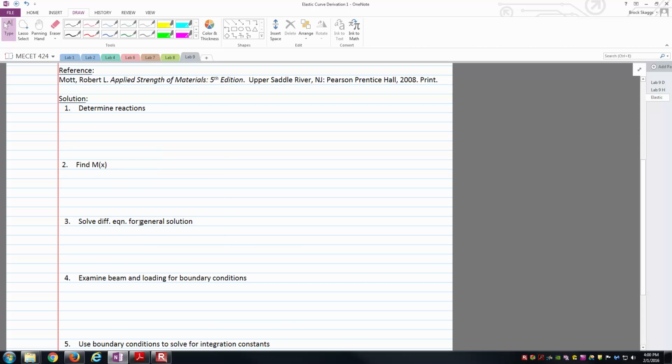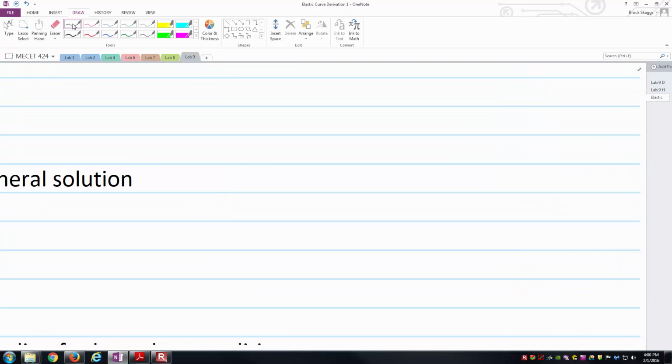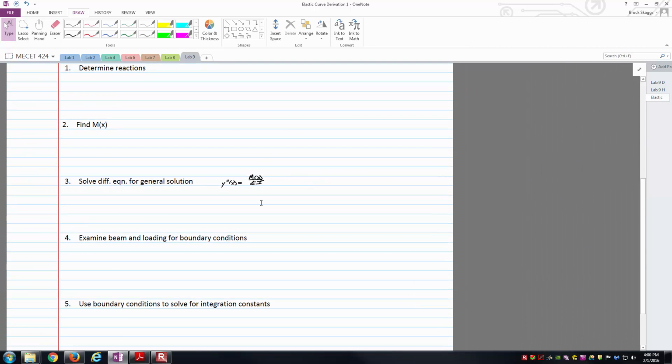The reason that we need to know that is because when we get down here to solving this differential equation, the governing differential equation that we'll be working with is y double prime of x is equal to M of x all over E times I. Notice right here in this equation I have to have M of x in order to complete it.